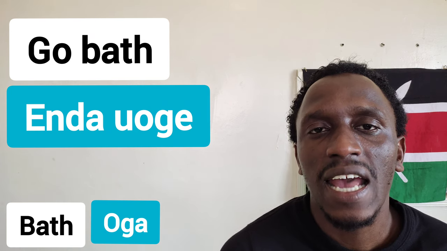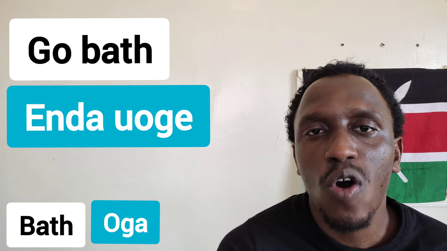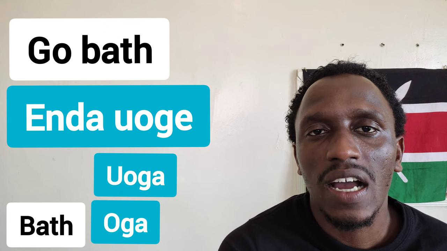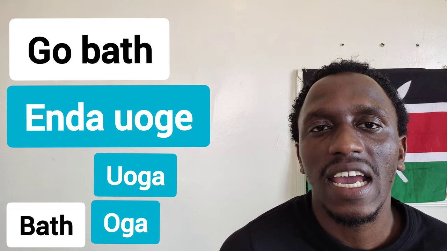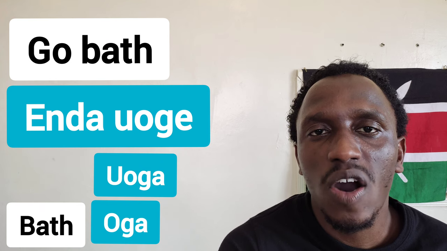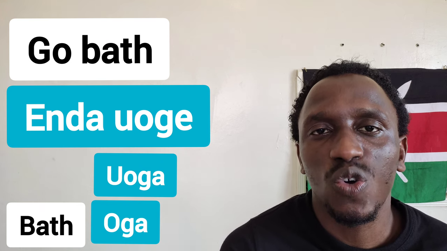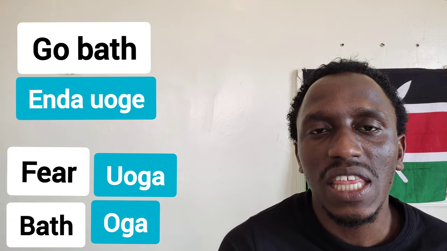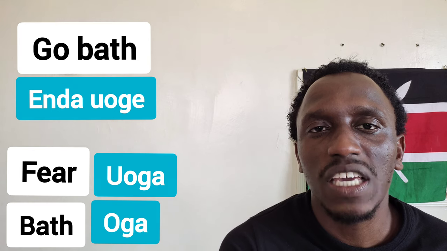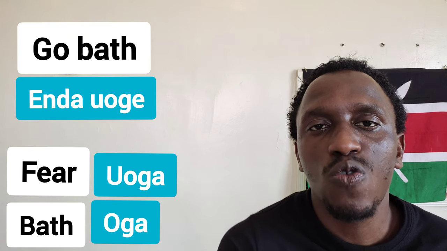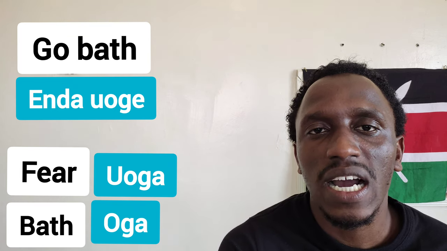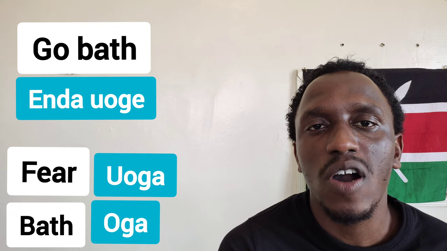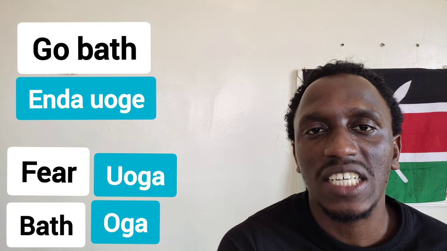And the closest word to uoge is uoga, all right? Uoge, enda uoge, represents go bathe. Oga is bathe, but uoga is fear in Swahili. Uoga, fear. Enda uoge, go bathe, go take a shower.